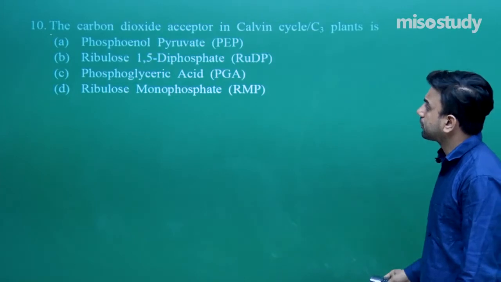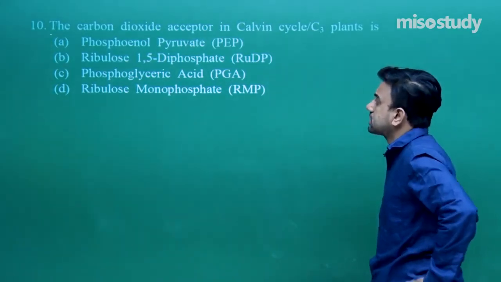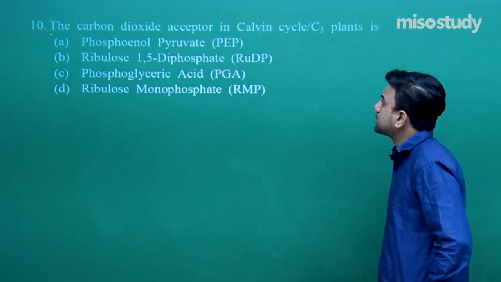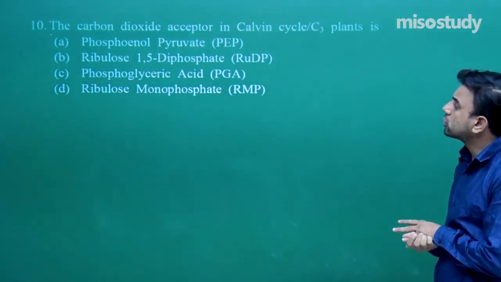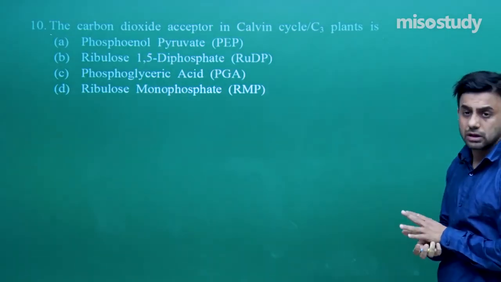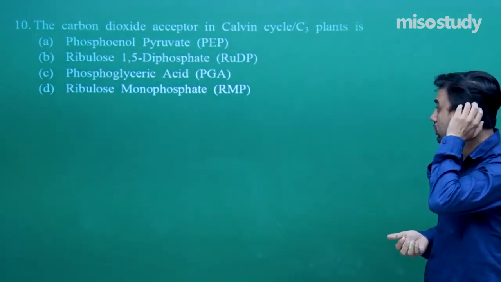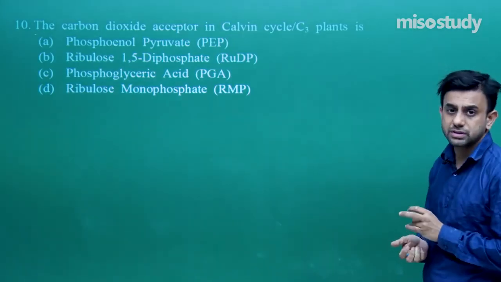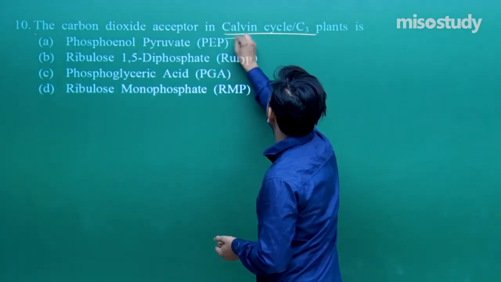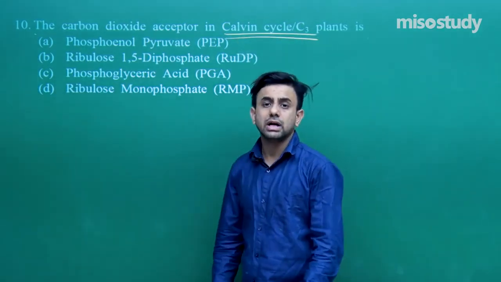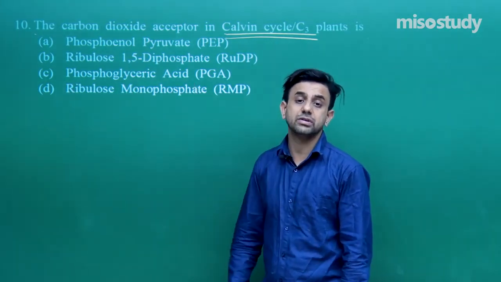Coming on to the last question: the carbon dioxide acceptor in the C3 cycle. Phosphoenol pyruvate, no. The ribulose 1,5 diphosphate, the phosphoglyceric acid, PGA, and then the ribulose monophosphate. Why is the C3 or Calvin cycle called so? Because the first stable product will be a 3 carbon compound, phosphoglyceric acid, PGA, and that is why we say it is a C3 or Calvin cycle.